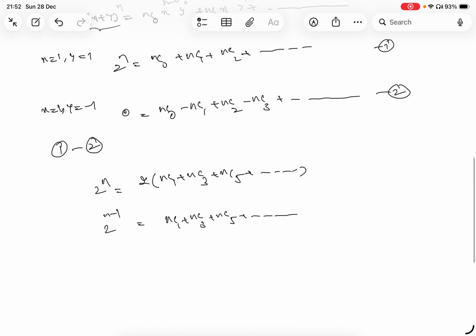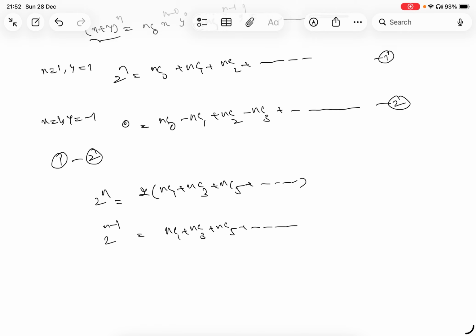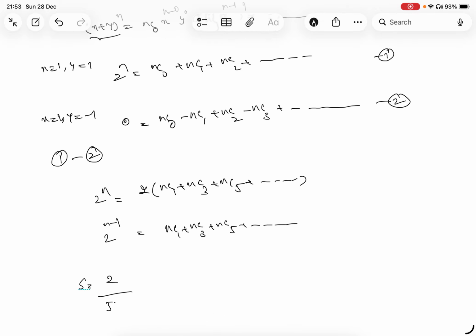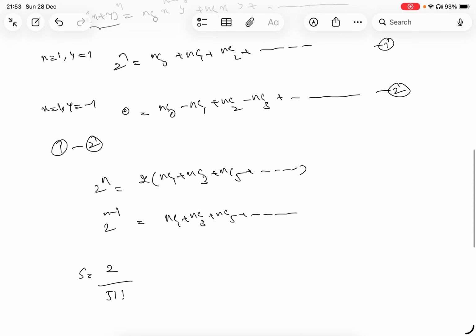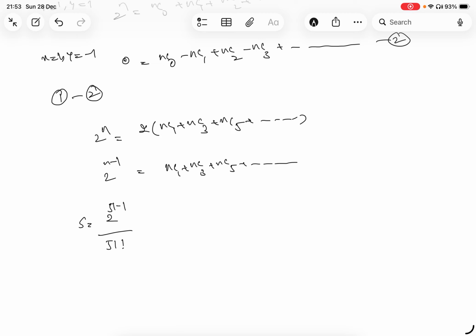Now similarly, in our case n is 51. Our S is 1 by 51 factorial, and the summation is 2 power n minus 1. With n as 51, 51 minus 1, which is 2 power 50, by 51 factorial. So this is the solution.